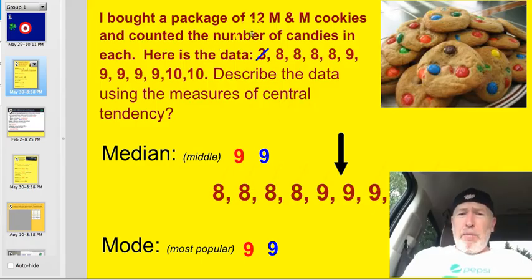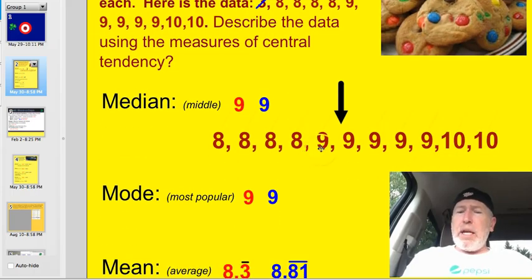In this example, I bought a package of 12 M&M cookies and counted the number of candies in each. And here was the data. Remember last night they ranged from 3 to 10. I said that the cookie that had 3 M&Ms was kind of an outlier, maybe a mistake. They ran out of M&Ms or something. That one is going to skew the data just a little bit, I said. So tonight let's take that value of 3 out, that cookie, and forget about it, and look at the mean, the median, and the mode if we just look at the other 11 cookies.